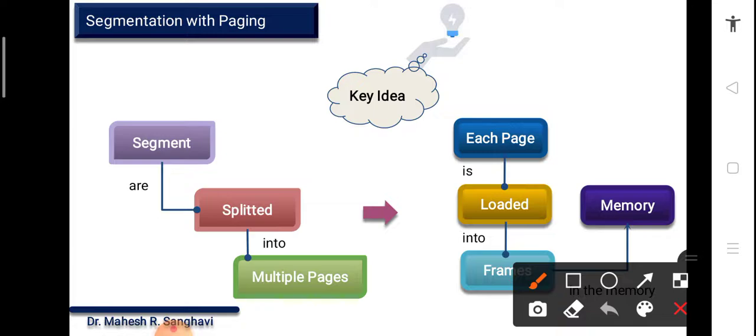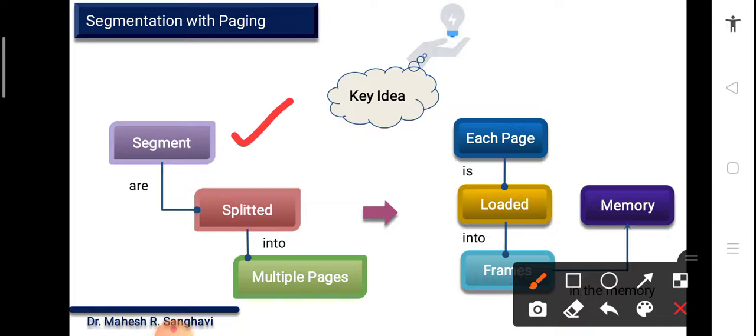paging has its own limitations of internal fragmentation. Segmentation will also have a problem of external fragmentation. If we combine these two techniques, we can take care of the problem of paging as well as segmentation. So we can sort out both problems of fragmentation. So what is the idea?